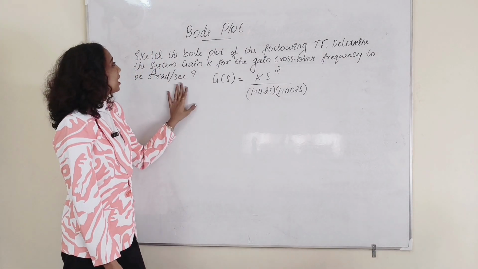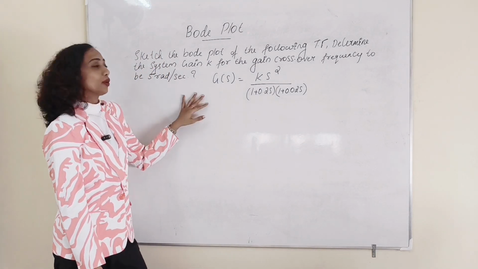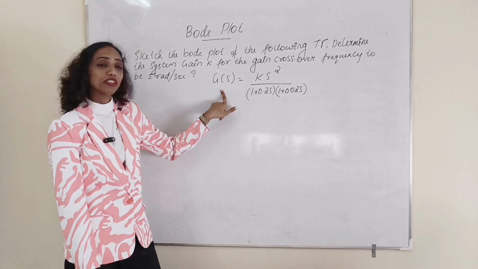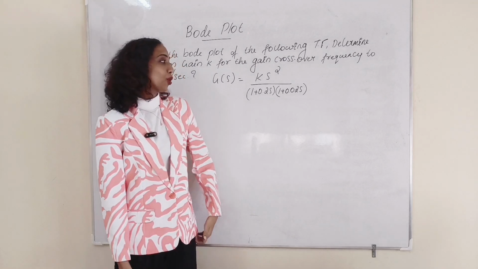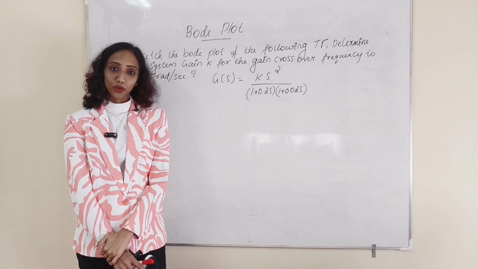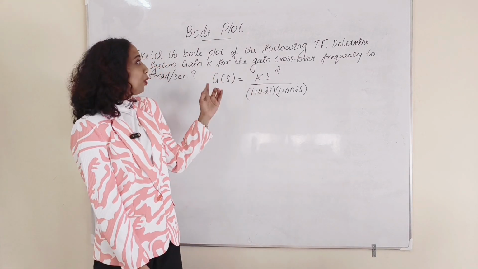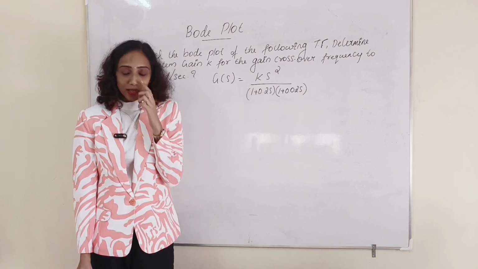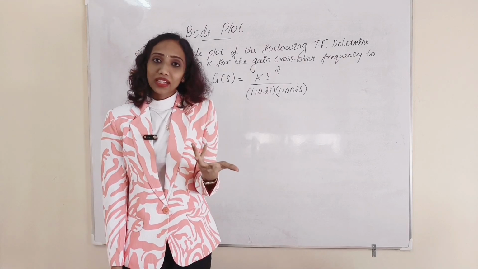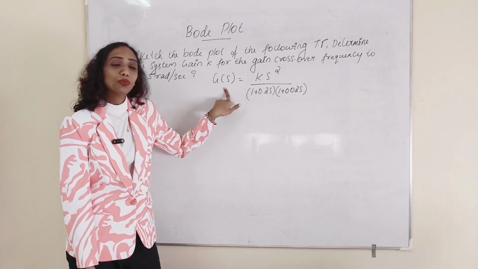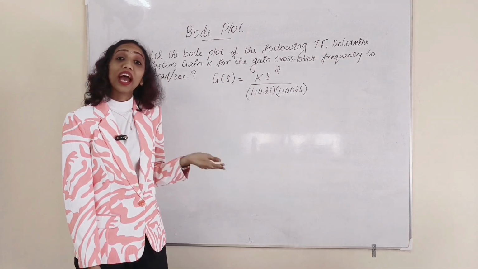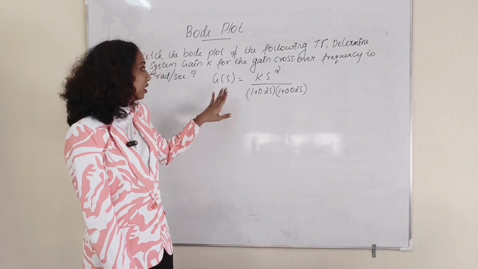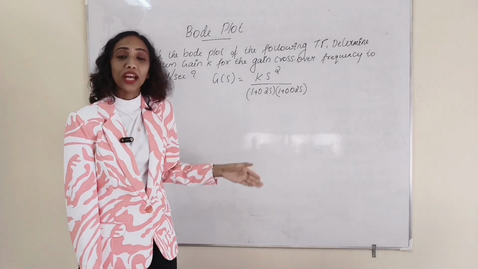And here, the given data in this question is the open loop transfer function, that is G of s is equal to K s squared divided by 1 plus 0.2 s into 1 plus 0.02 s. As you all know, the Bode plot is the frequency domain response, so it is for a frequency domain system. Here the open loop transfer function is in the s domain. So we have to convert this s domain to the frequency domain, right?